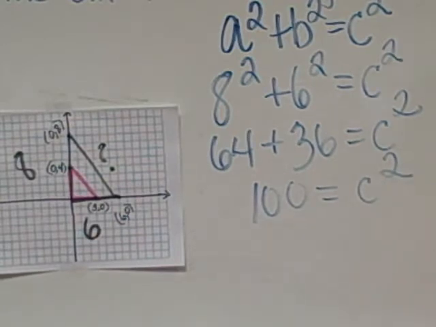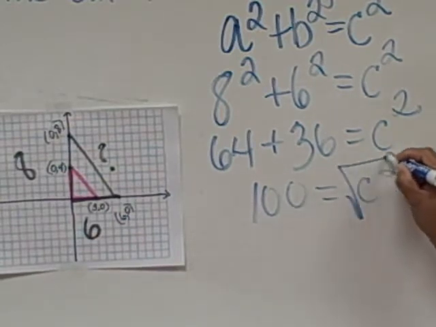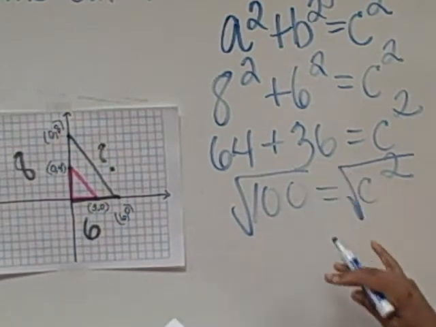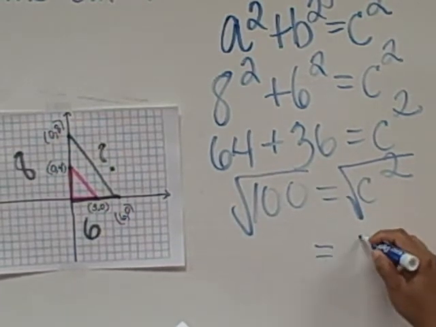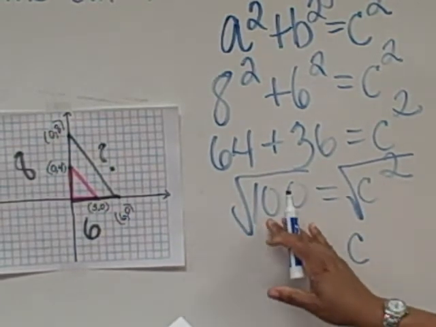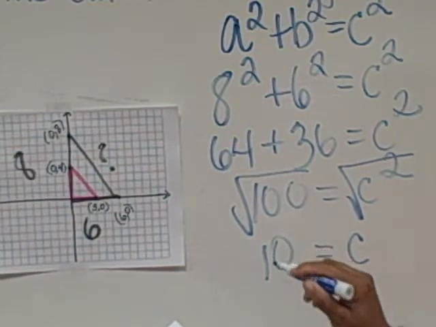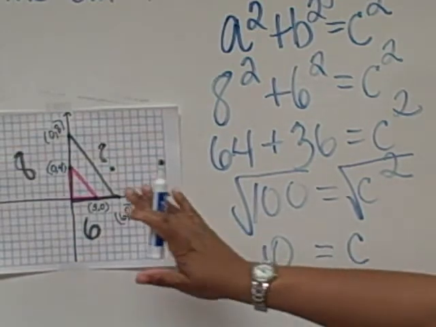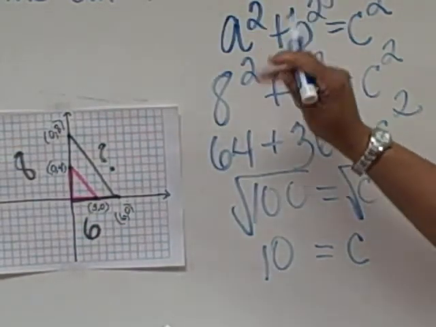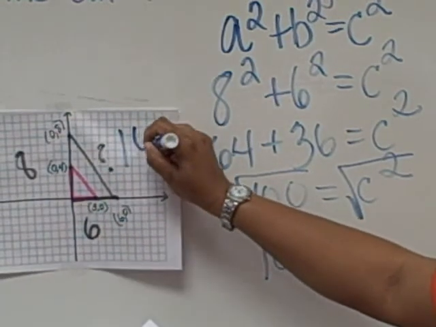But we're not done. We have to take the square root. The square root of 100 is 10. So the hypotenuse of the dilated triangle will be 10.